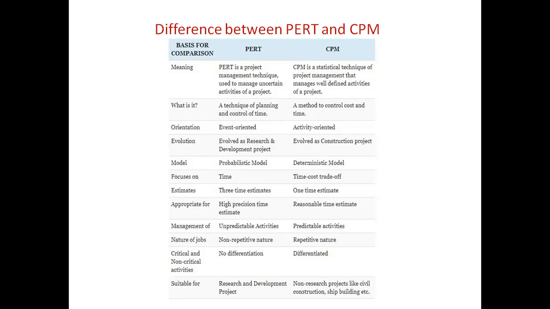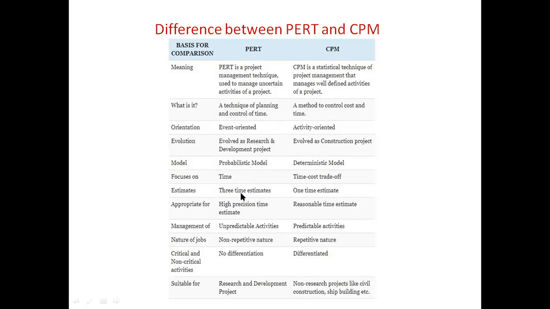As far as the model is concerned, PERT is a probabilistic model, whereas CPM is a deterministic model. The probabilistic model means what? All the uncertainties are considered by using PERT. That is why it is a probabilistic model. But in CPM, well-defined activities are considered during the execution of the project. That is why it is a deterministic model. PERT focuses only on time, whereas CPM focuses on both time as well as cost. Then the time estimates for PERT are 3, whereas for CPM it is only 1.